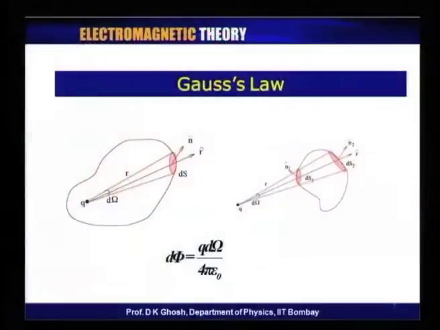Now, let us suppose this charge q is not inside that surface, but is outside that surface at this point. Now, I do exactly the same thing, but notice that if you draw rays from this point q, it will cut the surface in two places. One is here, let us call it d s 1, another is here, that is called d s 2.